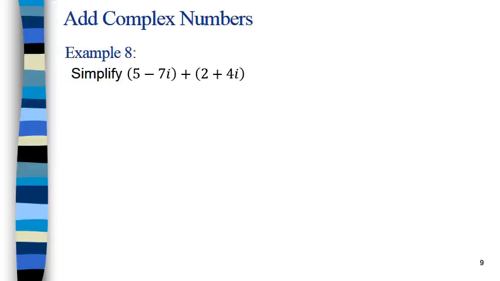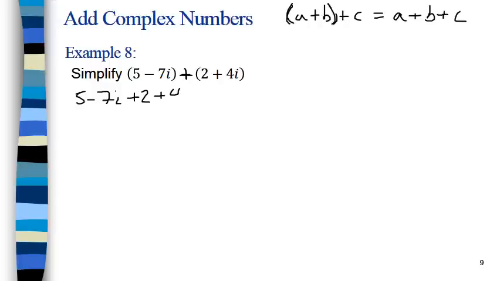Okay, so how to add complex numbers. Remember, the associative property tells us that if we have two numbers being added together in parentheses and then a third number added later, we really don't need the parentheses. We can just think of it as a plus b plus c. And so that's in essence what's going to happen here. As long as this is addition, which if it's subtraction, remember we would need to distribute that negative 1, we can just rewrite it as simple addition. So this is really 5 minus 7i plus 2 plus 4i.